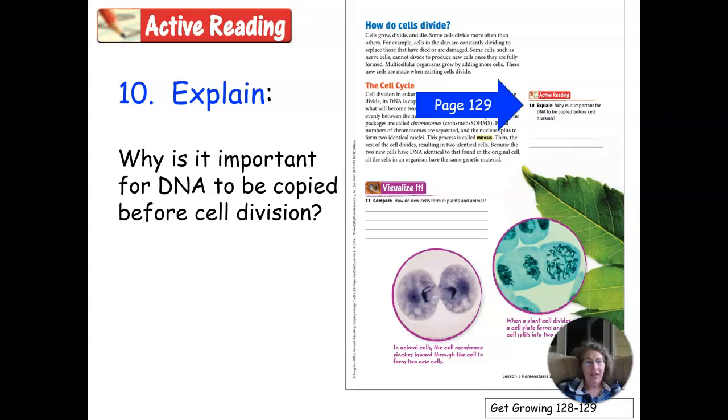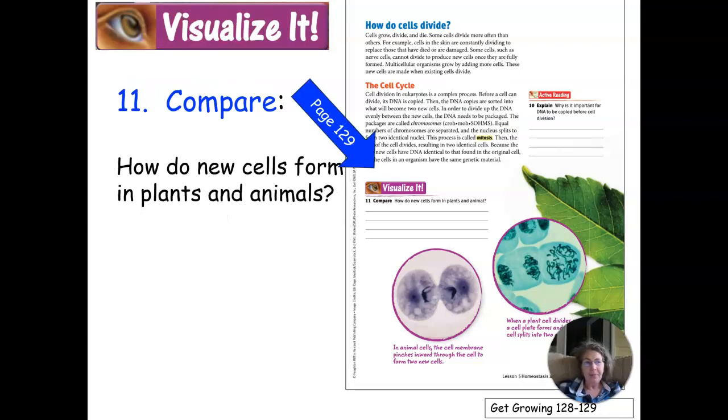Number 10 wants you to explain why it's important for DNA to be copied before cell division. So here you have an animal cell dividing, and here you have plant cells that are dividing. And it's asking you, why is it important that the DNA is copied before that happens? Number 11 asks, how do new cells form in plant and animal cells? So you can use these two pictures and the captions to help you formulate a response to that question.